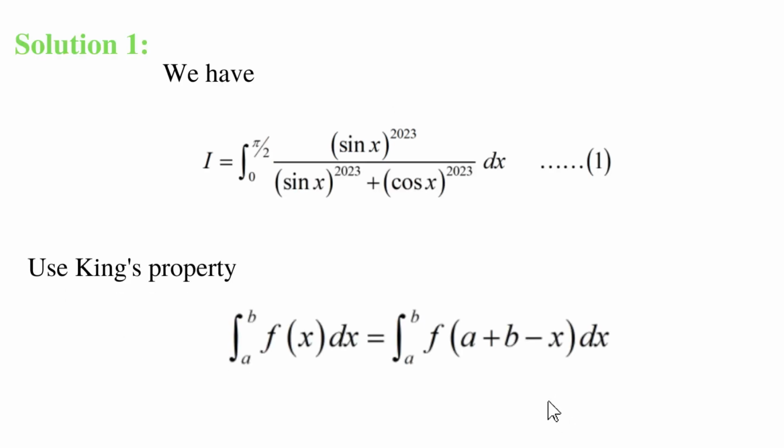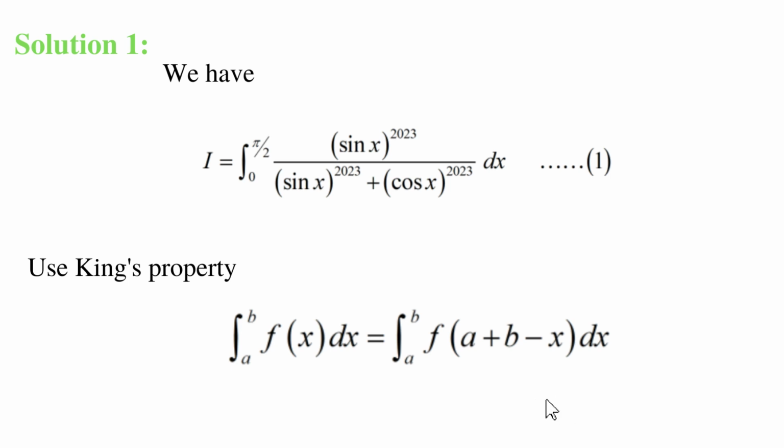As I said, we will be using King's property here, and everyone must be well aware of this property, but still I have mentioned it. It is a very useful property and it deals with the definite integral from a to b of the function f(x). It states that we can replace x by a plus b minus x, and in this process the limits from a to b remain the same, and the value of the integral also stays the same. That's quite interesting, right? So let's apply the King's property to the given integral.